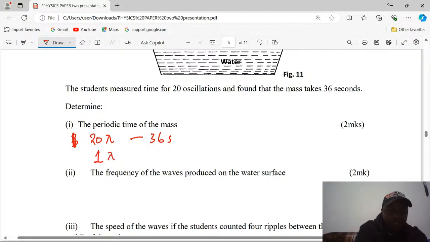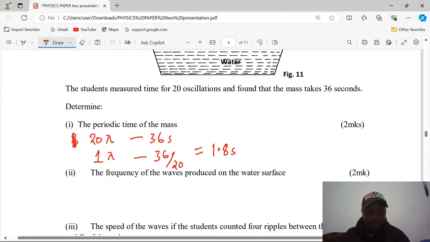What about one oscillation? It shall be 36 over 20. 36 over 20 is 1.8 seconds. So the periodic time is 1.8 seconds, the time for one oscillation.